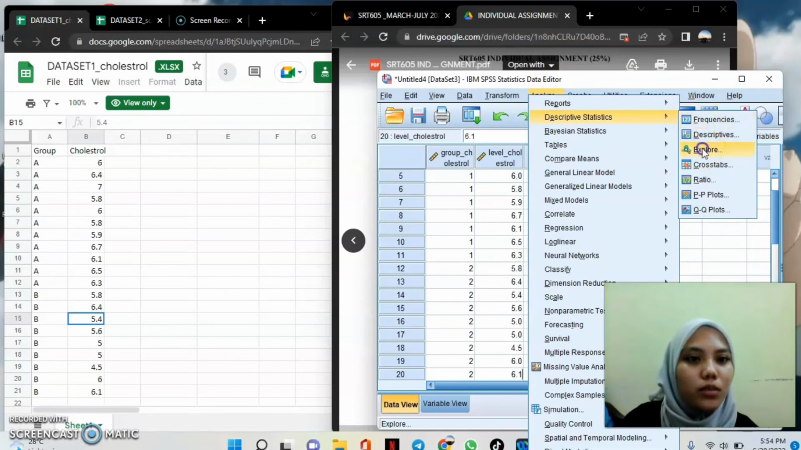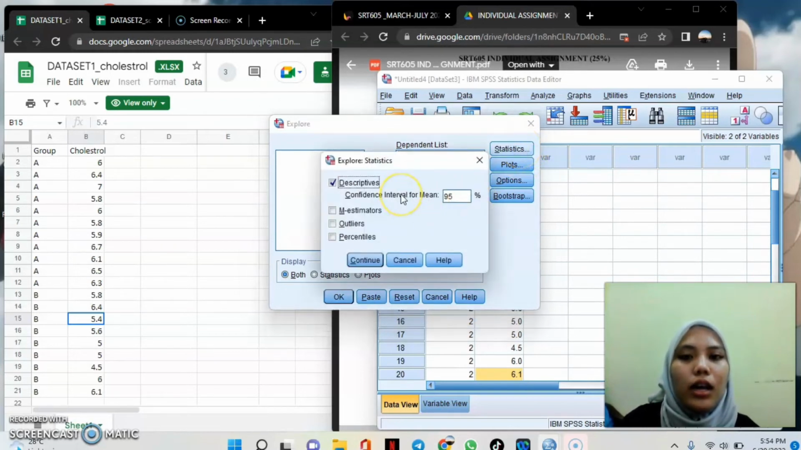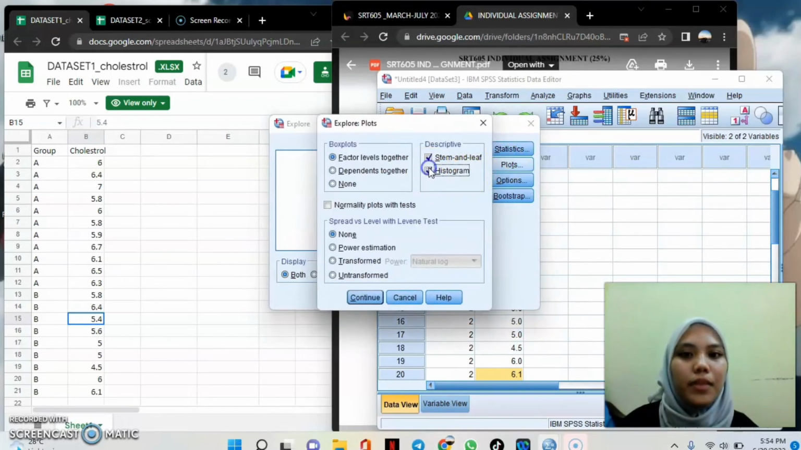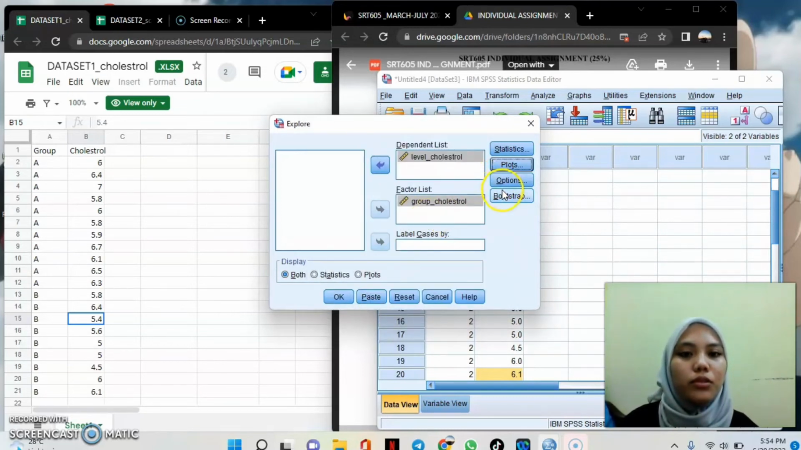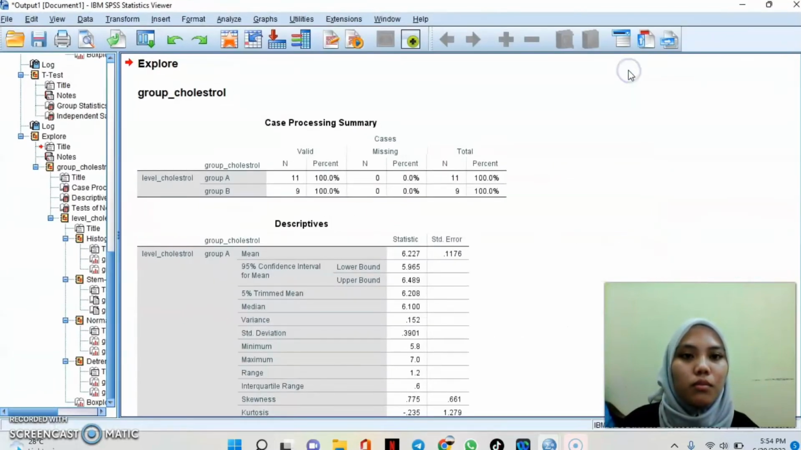And then we go to Analyze, Descriptive Statistics. We choose Explore, and group cholesterol we put at the factor list, and level cholesterol we put at the dependent list. For the statistics, the confidence interval for mean we put 95% and continue. For the plots, we choose histogram and normality plots with tests. Continue. For the options and bootstrap, we just ignore it and click OK.